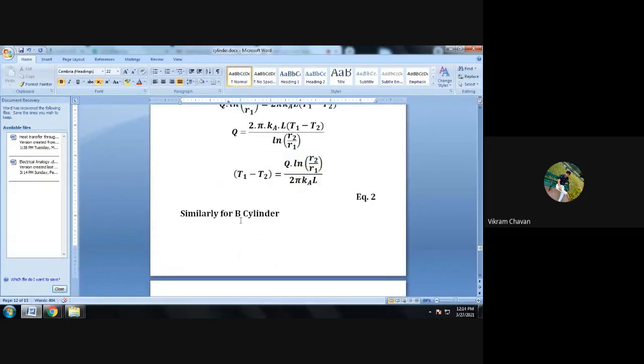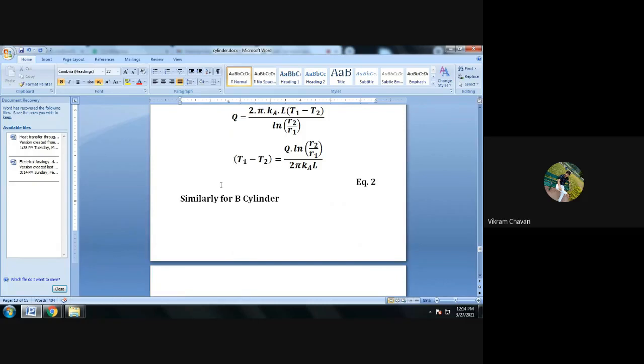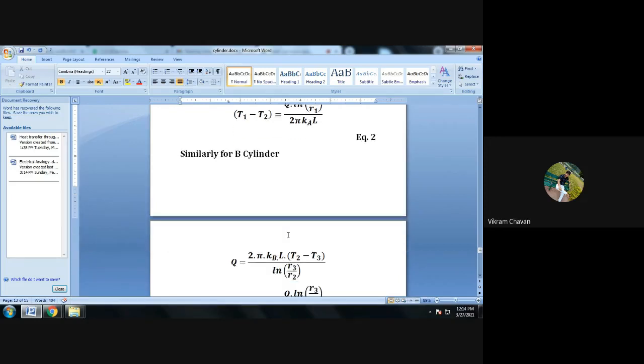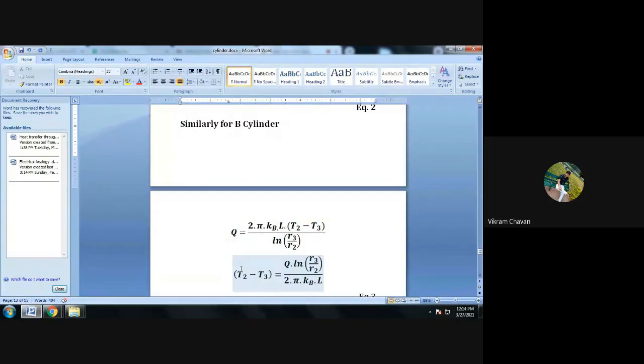Similarly for cylinder B, we can write Q is equal to 2 pi multiplied by K suffix B, that is the thermal conductivity of cylinder B, multiplied by L, and the temperature difference for cylinder B is T2 minus T3. Internal surface temperature is T2 and external surface temperature is T3.